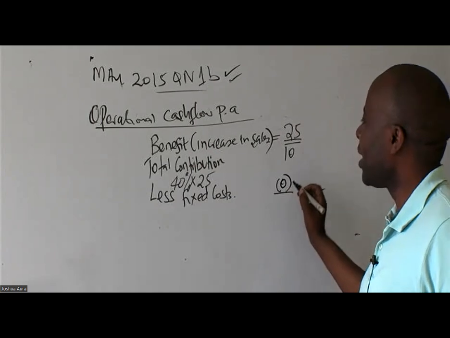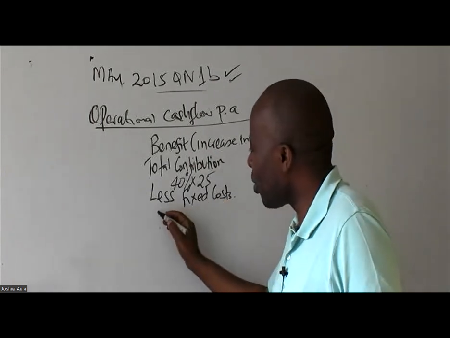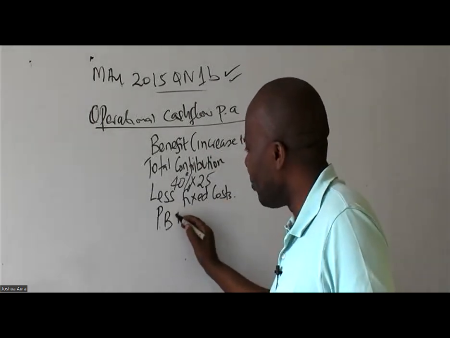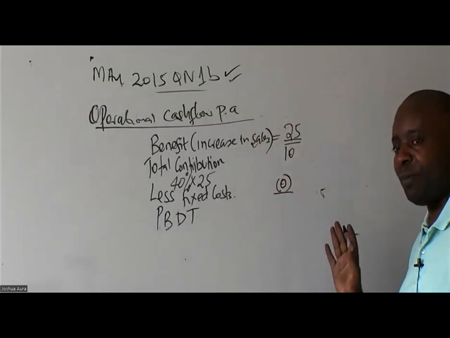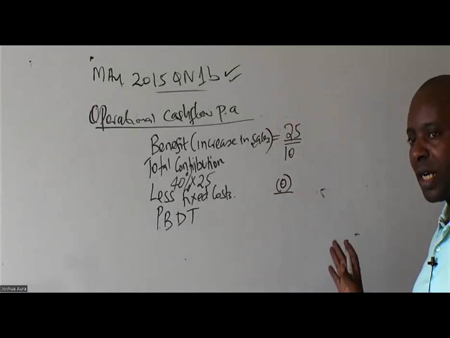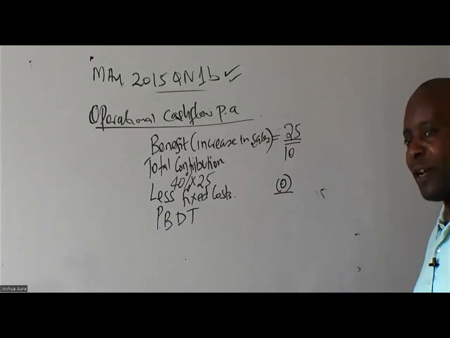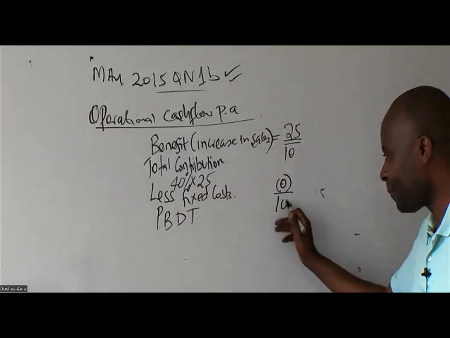So subtract, and whatever profit we get here we shall call profit before depreciation and tax. The very first profit you get here is profit before depreciation and tax. So 10 minus 0 gives me what figure? It is 10, of course.